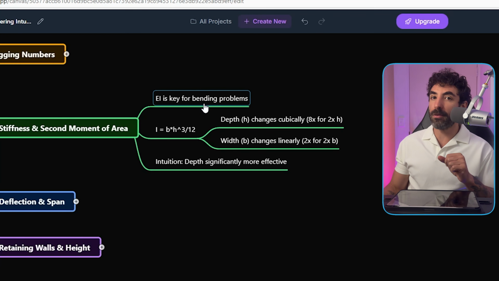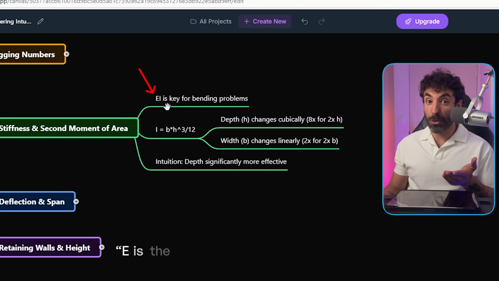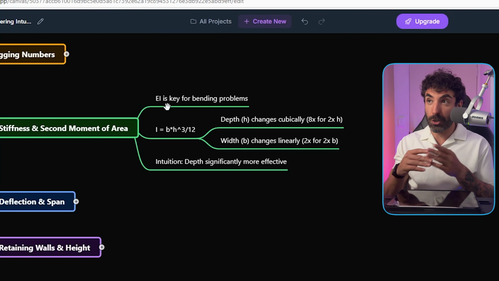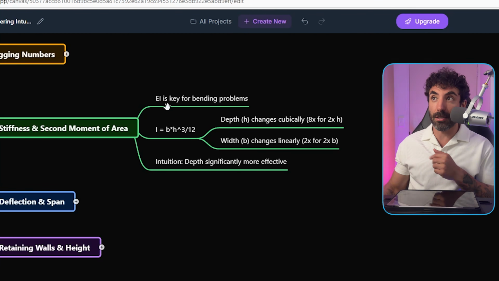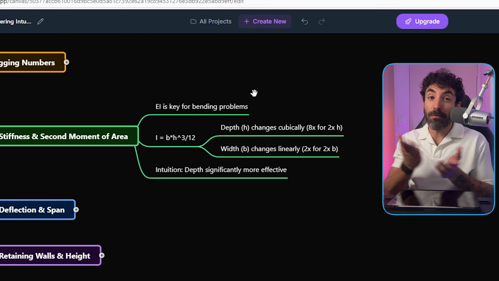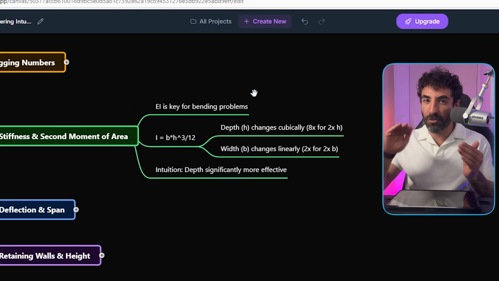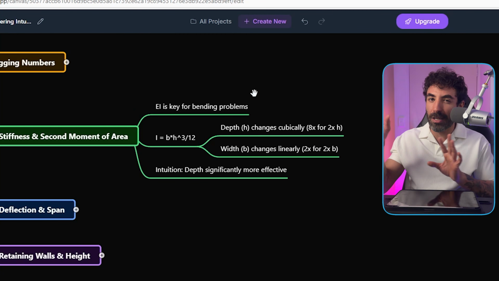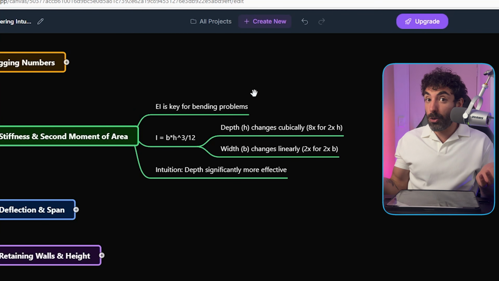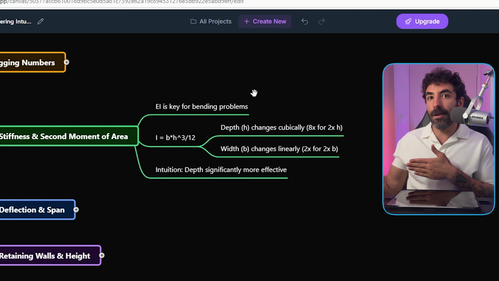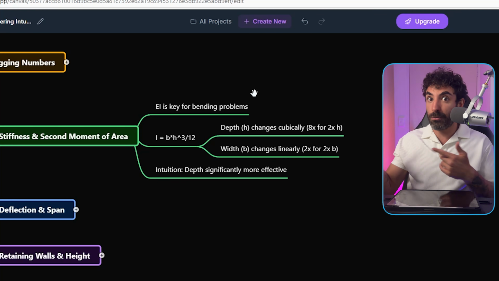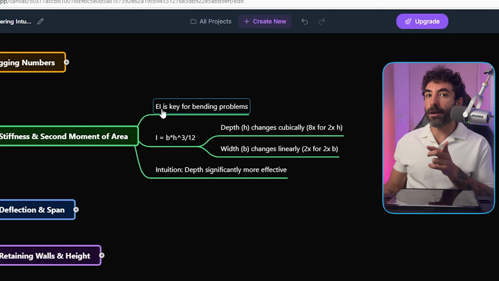So for bending problems, stiffness comes back to EI. So E is the modulus of elasticity of the material. So material obviously matters in this formula. For example, timber might have a modulus of elasticity somewhere in the low tens of thousands of MPa, say 10,000 MPa, 12,000 MPa, while steel is around 200,000 MPa, a lot more. So if deflection is a concern, steel has a clear advantage in terms of stiffness. But that's only part of the story.